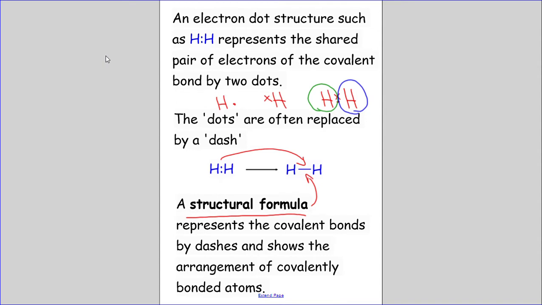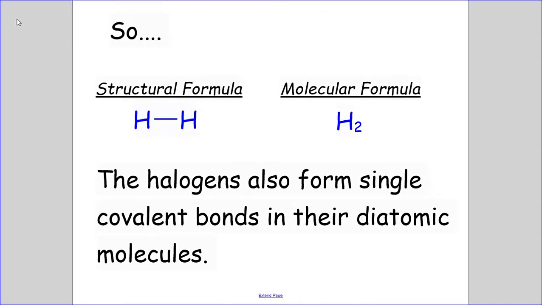And we can actually do that for the other diatomic molecules, and there is an exception which we'll see in a little bit. So we have a structural formula, which is our dashed lines, and we have a molecular formula, where we just write out the symbol with the number of atoms that are present. The halogens also form single covalent bonds in their diatomic molecules.